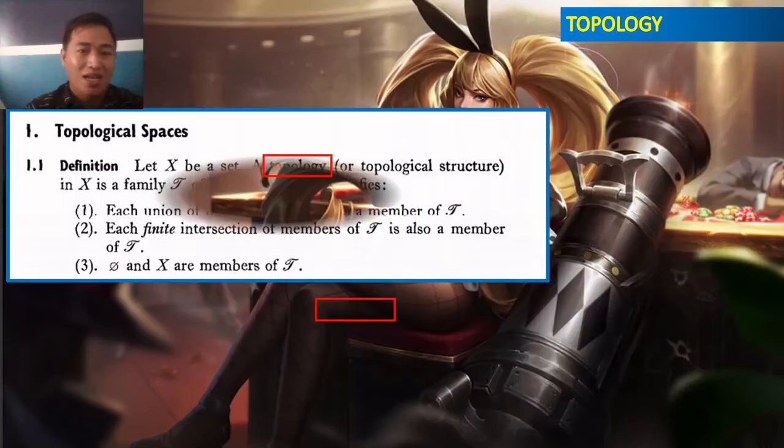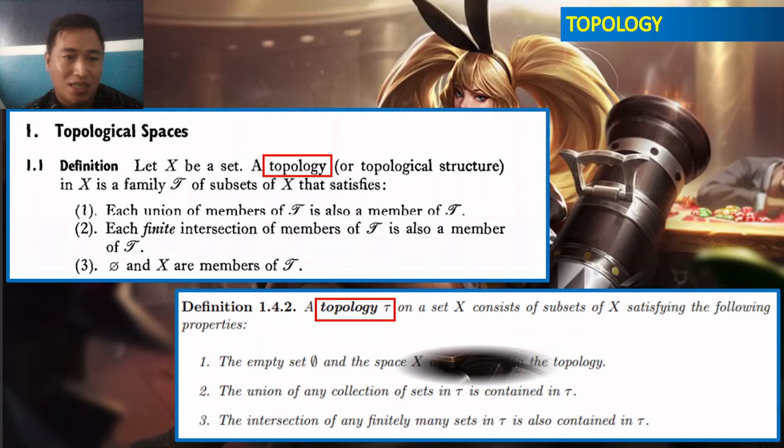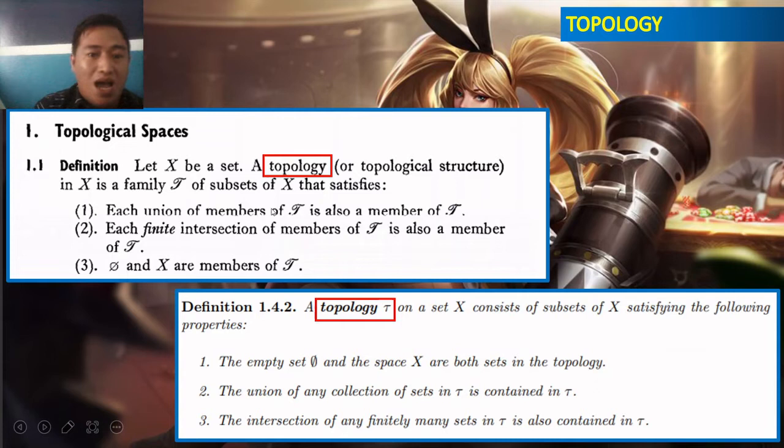So, let's start with the definition of topology. Topological spaces. Let X be a set. A topology or topological structure on X is a family tau of subsets of X that satisfies the following three conditions. First, each union of members of tau is also a member of tau.